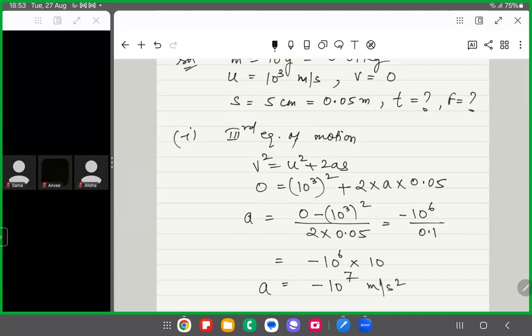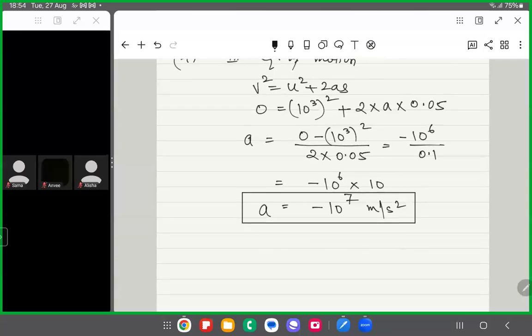So this negative sign automatically came, which shows this acceleration is a negative acceleration, means it is retardation, right? And it is coming to rest after some time. Now, we have to find the resistive force applied by the bag on the bullet, right? So we can find out F is equal to M into A, right? M is the mass of the bullet, which is 0.01 kg, into acceleration, which is minus 10 to the power 7 meter per second square.